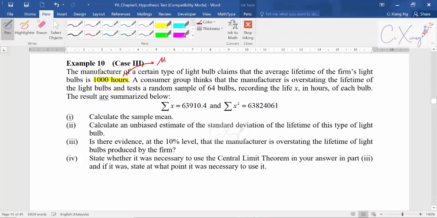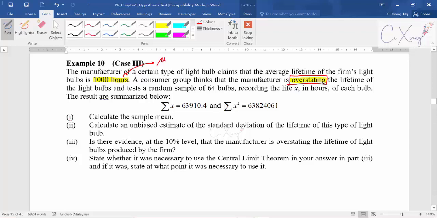Then a consumer group thinks that the manufacturer is overstating the lifetime. I think the keyword is overstating the lifetime of the light bulbs, and they test a random sample of 64 bulbs, recording the life X in hours of each bulb. Then the results are summarized. You can see very clearly that overstating the lifetime means the lifetime shouldn't be 1000, it should be less than that. So the 1000 is overstating.